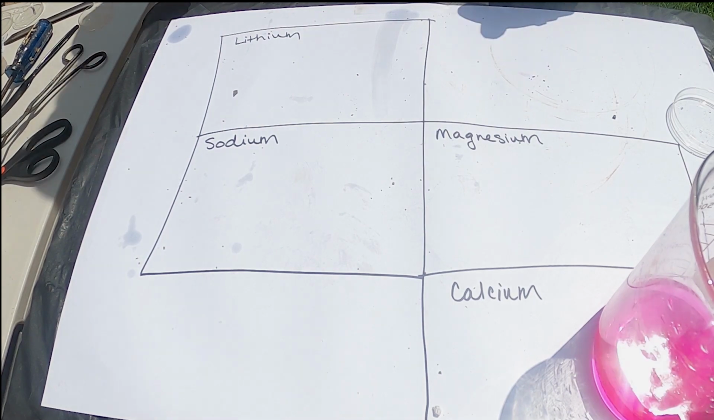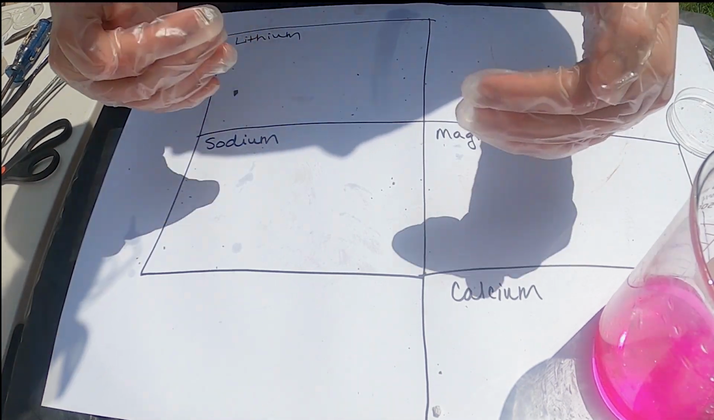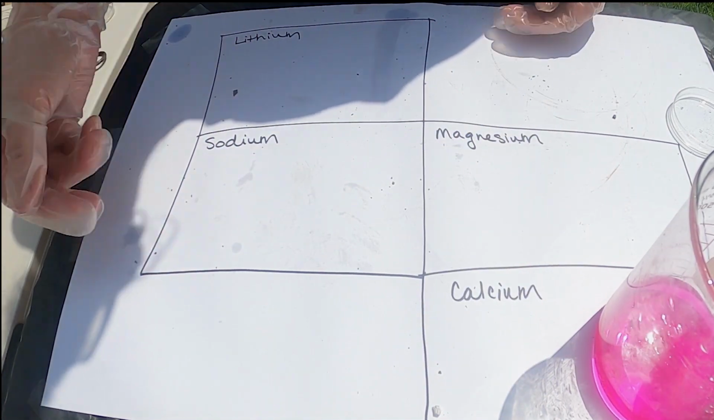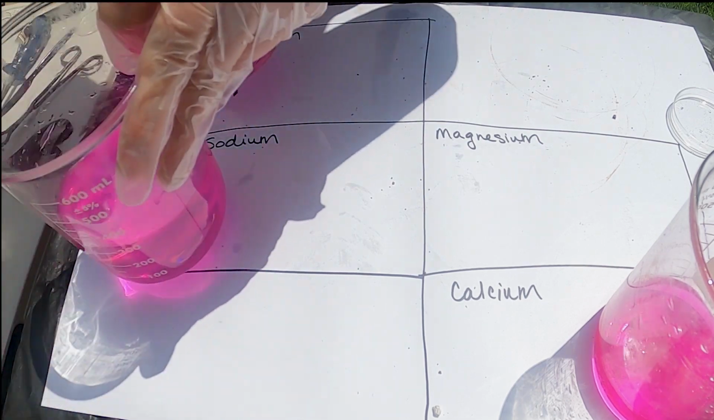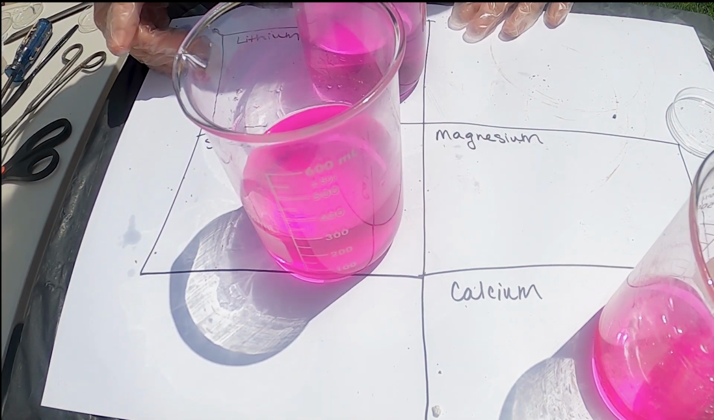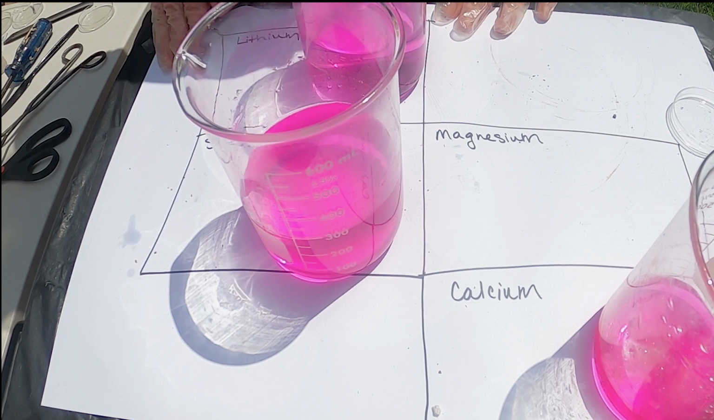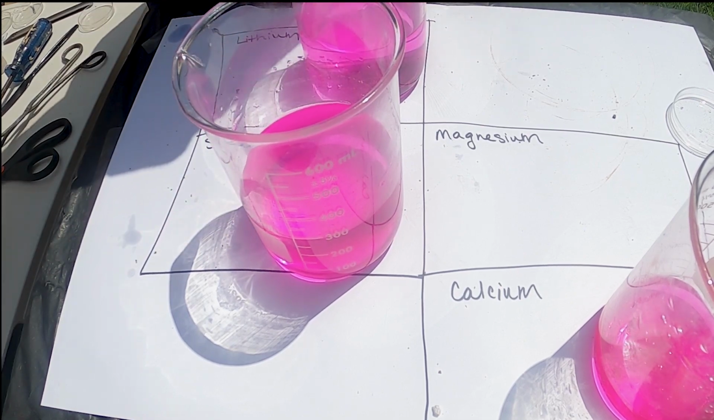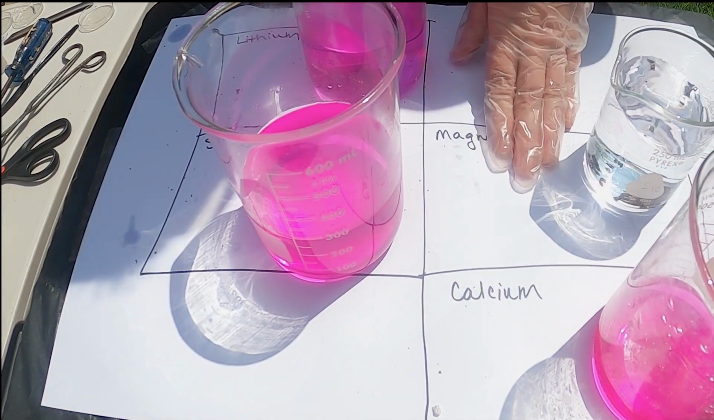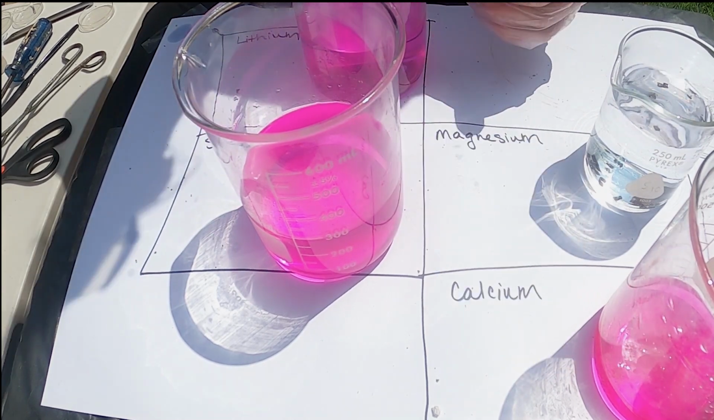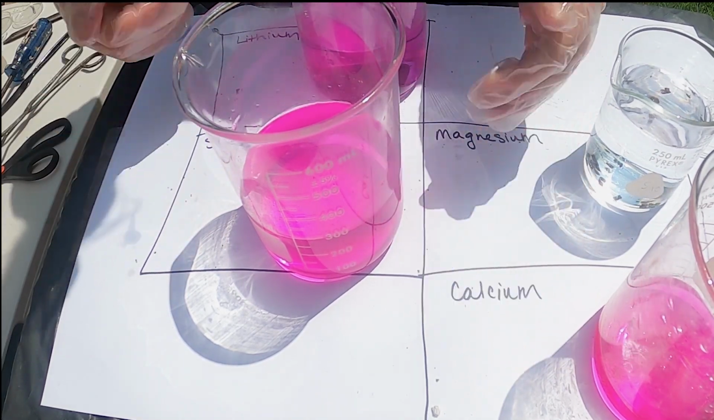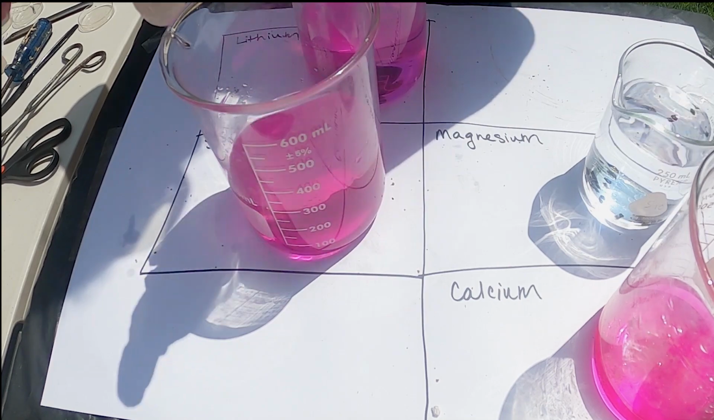What I want you to think about now is what happens as you go down the group. Comparing lithium to sodium, we had lithium producing a slower, weaker reaction than the sodium. Magnesium is not really producing a reaction at all compared to the calcium. So what does that say about the reactivity as you go down a group? And then also as you go across the row.